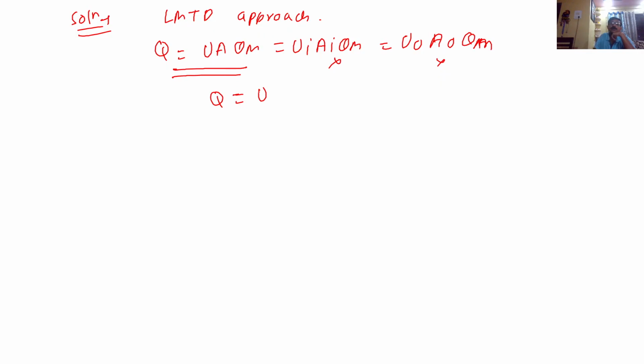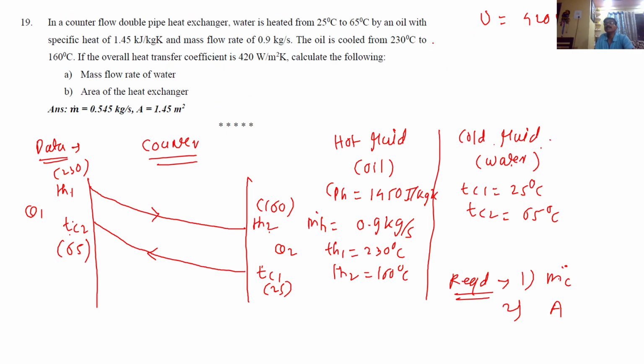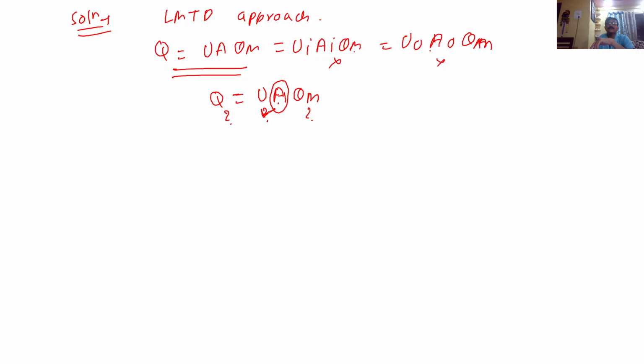Q is equal to the general formula, not based on inner area, not based on outer area, because dimensions are not given. So UA theta m, and if I want to know the area, I want to know Q, I want to know U, I want to know theta m. U is given directly, so I will tick mark it. So the only unknowns are Q and theta m. So how to calculate Q? Q is equal to m dot h Cph (Th1 minus Th2), which equals m dot C Cpc (Tc2 minus Tc1).